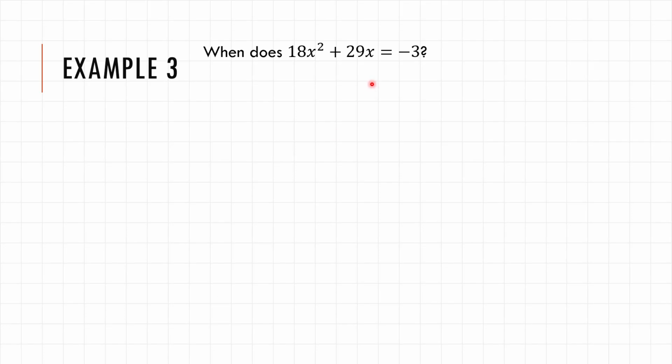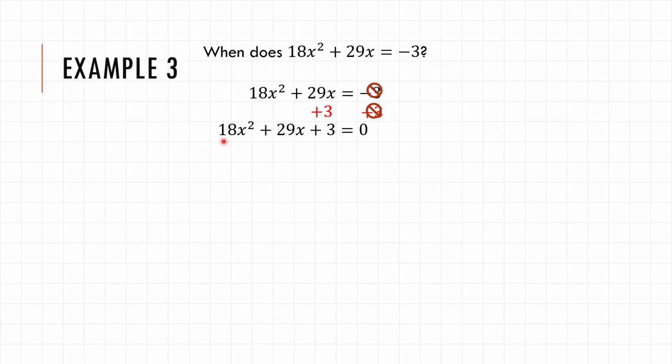When does 18x squared plus 29x equal -3? So this is a quadratic equation, and once again, I don't know how to solve that except if one side equals 0. And so I will add 3 to both sides, and now it actually does equal 0. And I can solve this by factoring through decomposition, and I'm not going to go through all of those steps here. I certainly have another video on that if you'd like to check that out.